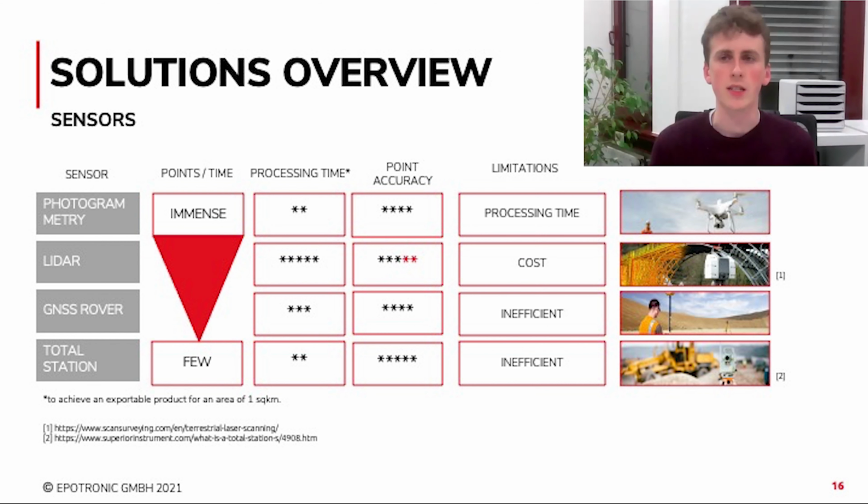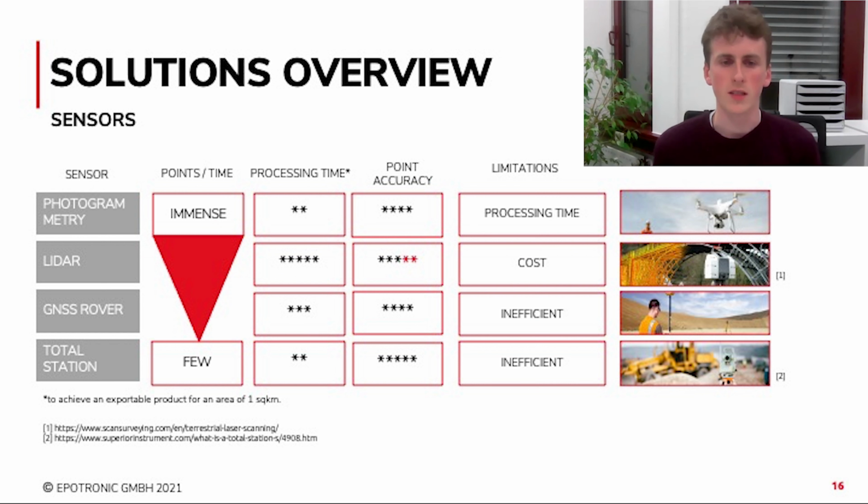Yeah, sure. So with total stations and GNSS rovers, it's much more limited how many points you can get. It's more like getting a point every minute or every couple of minutes. And that's just tiny compared to what can be achieved with photogrammetry and LiDAR, which is hundreds of thousands per second. Not all of those points would be necessary, but still it's a huge advantage.